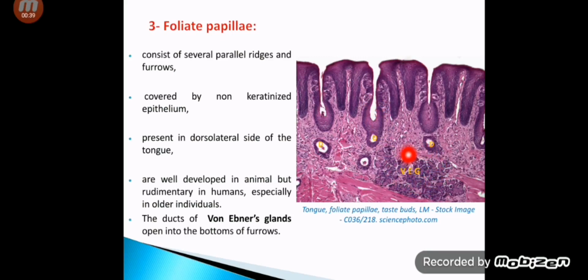Von Ebner's gland is a pure serous gland. They are present in the submucosa of the tongue and secrete serous secretion of the saliva that contains digestive enzymes.